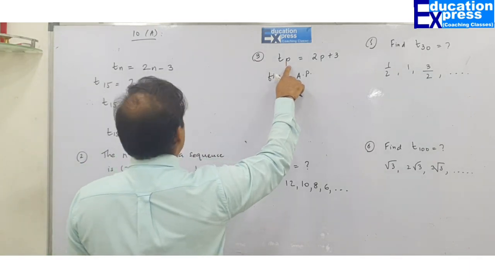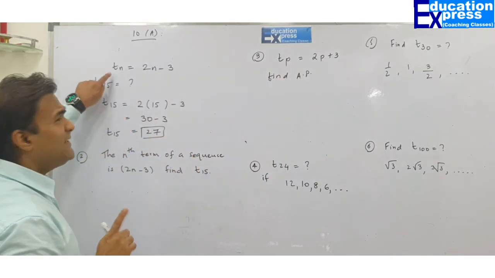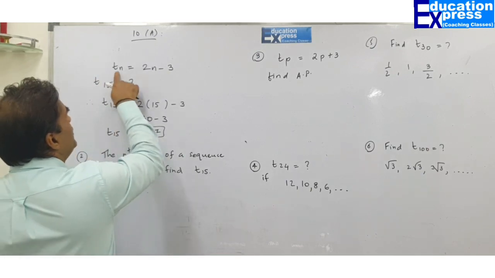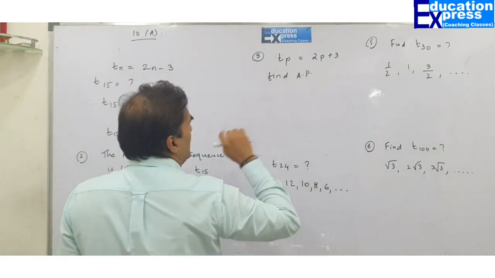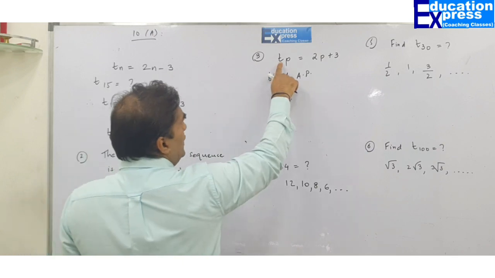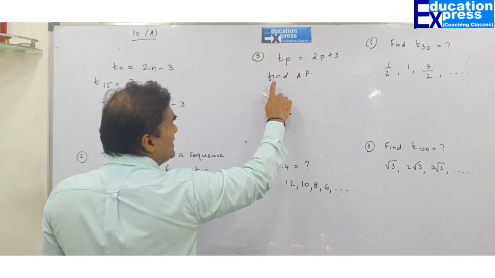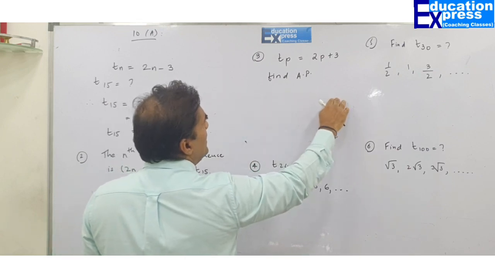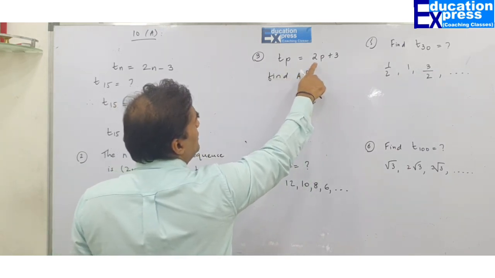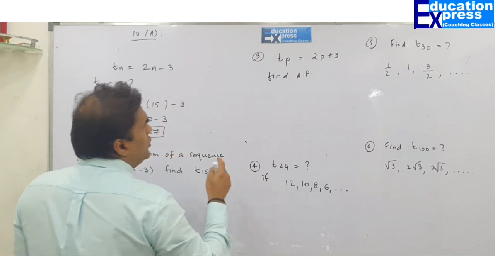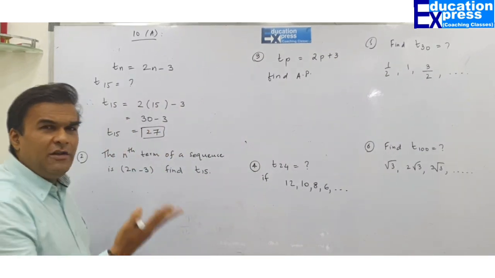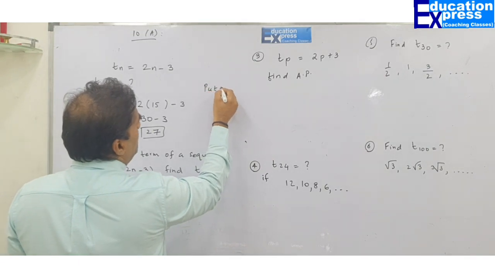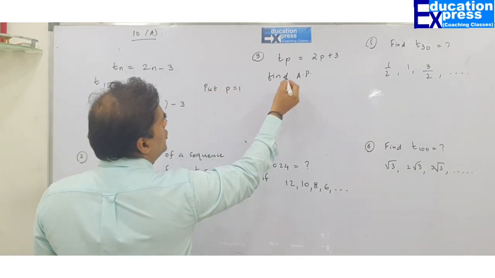The pth term, what have they done? Same question. Only they have changed the notation. In place of n, now you have p. So they are asking us to find out the AP. That means we have to construct the series. Given that the pth term is 2p plus 3. So let us find out the first, second, third and the fourth term. How do you find the first term? Sir, put p equals 1. So what do you get?